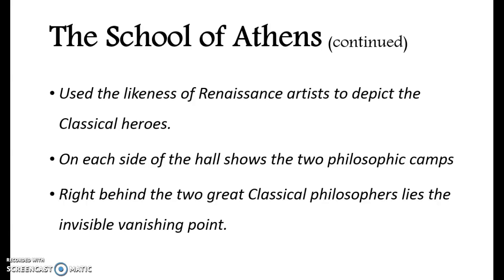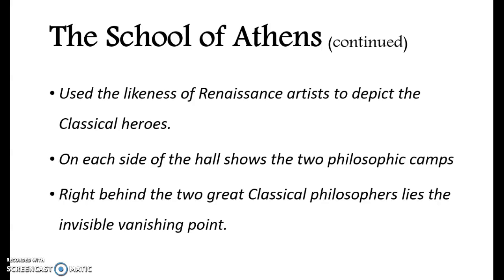Raphael did use likenesses of Renaissance artists to depict the classical heroes. He used Leonardo to paint Plato, who was on the left, Bramante, the architect, to paint Euclid, Michelangelo to paint Heraclitus, and he also placed himself in the painting. He's on the right-hand side with a black cap, looking straight at the viewer. On each side of the hall are the two philosophical camps. Like I was telling you, you can literally split this picture in two: on the left-hand side, you have the Platonists, and on the right are the Aristotelians.